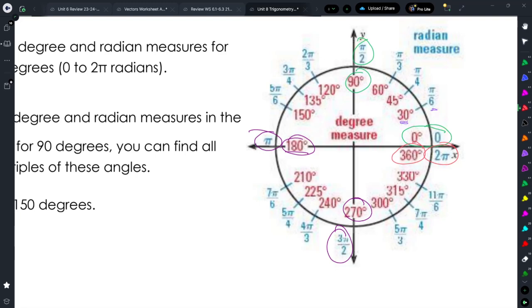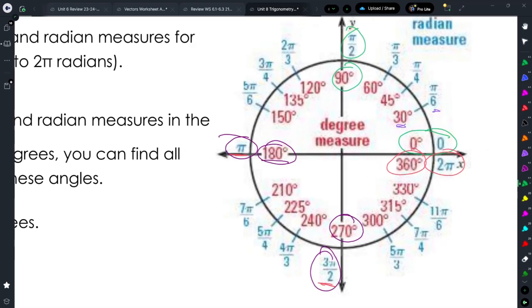So you really need to understand these quadrant angles. The boundary for the first quadrant is pi over 2. The boundary for the second and third quadrant is pi. The boundary for the third and fourth quadrant is 3 pi over 2. Now, you do need to know the radian measure and equivalent degree measure.